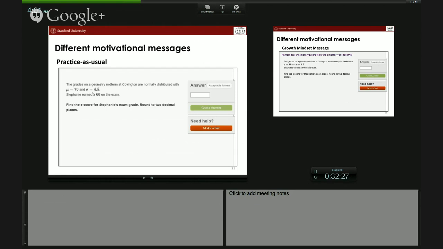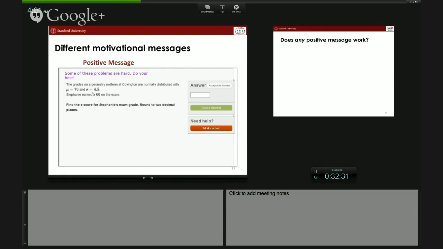Not just practice as usual and growth mindset, but actually a positive message condition. So these are a set of messages that are encouraging and positive affect. Like, some of these problems are hard, do your best. But it's pretty subtle. They're not emphasizing that you get smarter by working hard. It's not emphasizing intelligence is malleable.